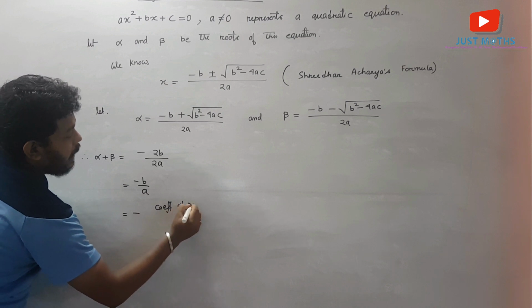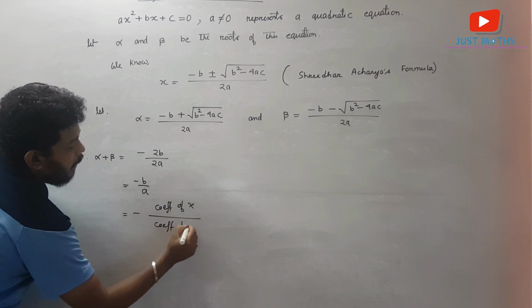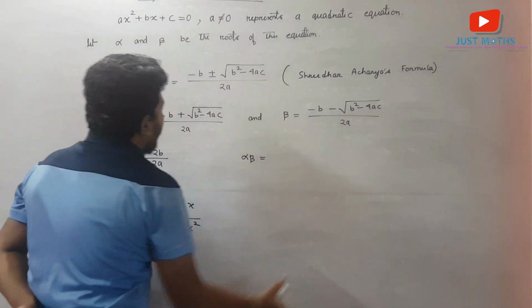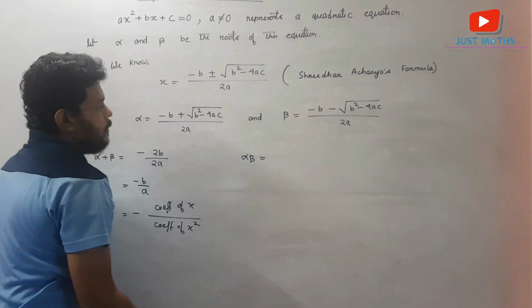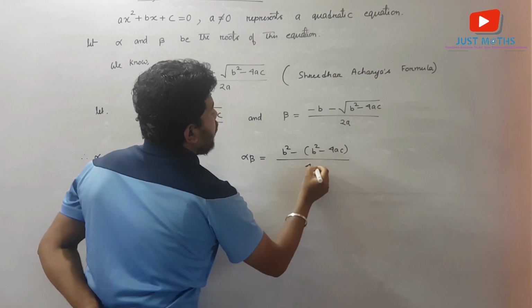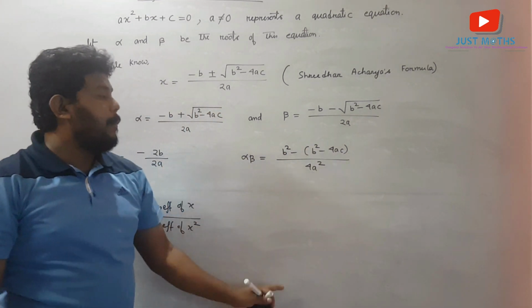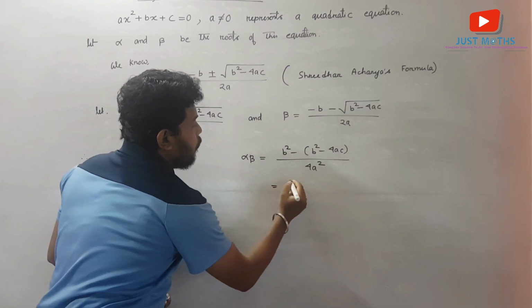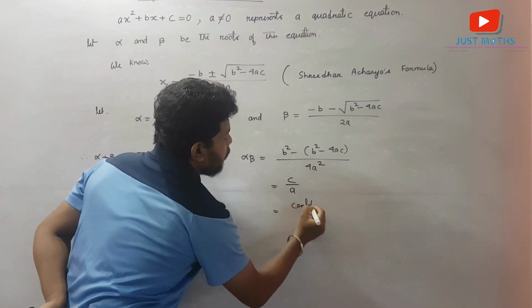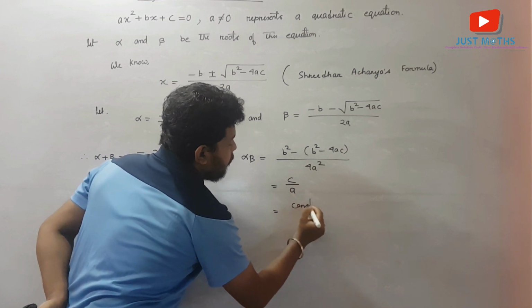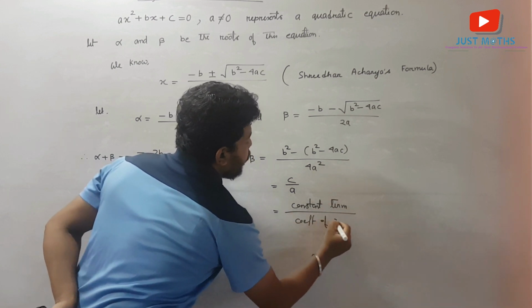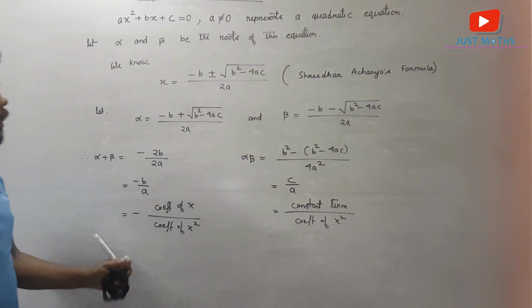So the sum of the roots is equal to minus b by a, that is minus of coefficient of x by coefficient of x square. Now find their product, alpha into beta. You will get the form x plus y into x minus y, which is b square minus 4ac over 4a square. Now b square and b square get cancelled, minus minus becomes plus, and this is 4ac by 4a square, which implies c by a, that is the constant term divided by the coefficient of x square. This is a well known fact.